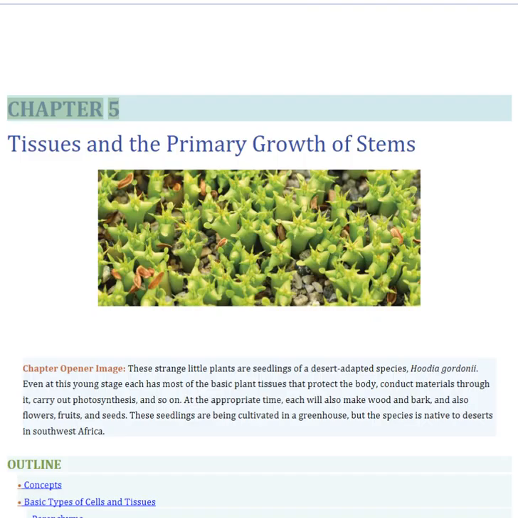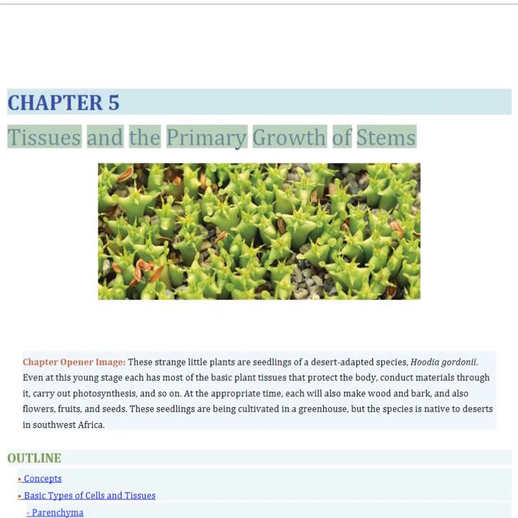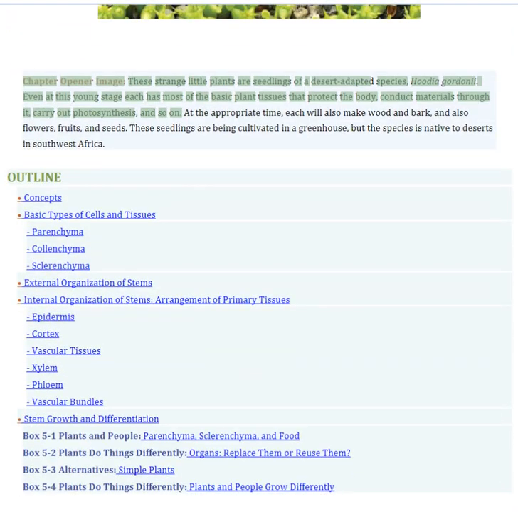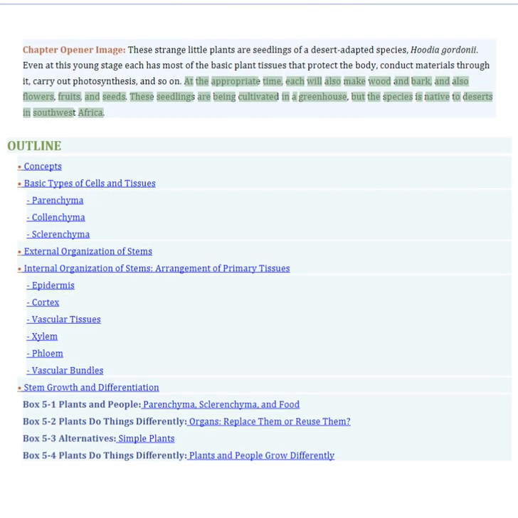Chapter 5. Tissues and the primary growth of stems. Chapter opener image: These strange little plants are seedlings of a desert-adapted species, Hoodia gordonii. Even at this young stage, each has most of the basic plant tissues that protect the body, conduct materials through it, carry out photosynthesis, and so on. At the appropriate time, each will also make wood and bark, and also flowers, fruits, and seeds.